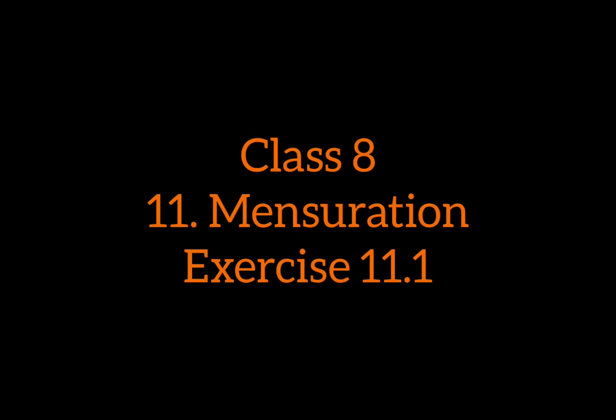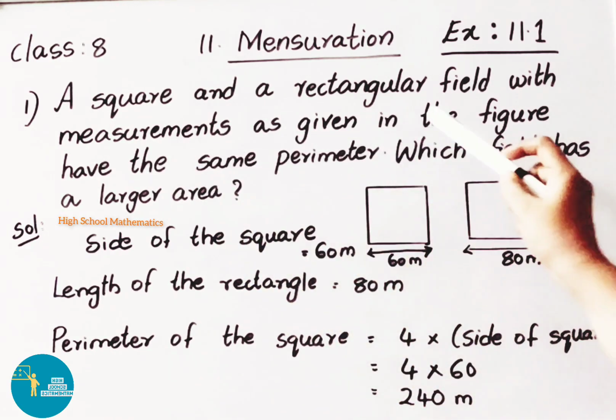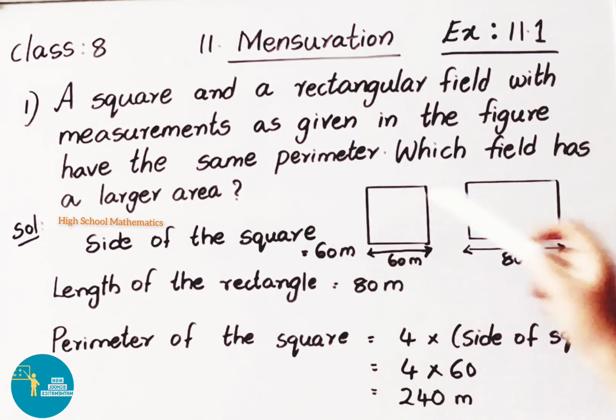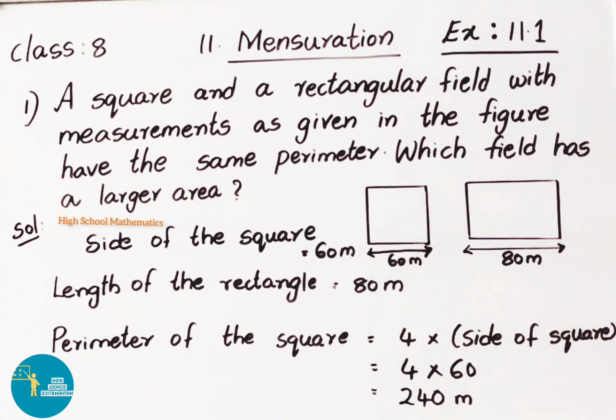Today we are going to learn Class 8, Chapter 11 Mensuration, Exercise 11.1, first sum and second sum. See now question number 1. A square and a rectangular field with measurements as given in the figures have the same perimeter. Which field has a larger area?